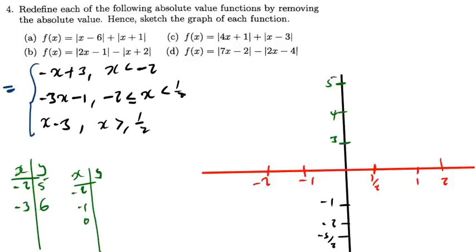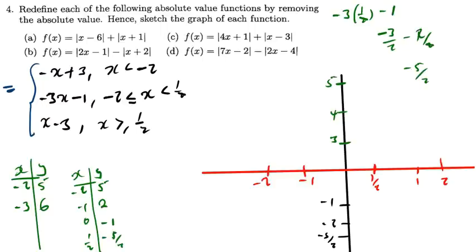Now the other one in between here, if I put the numbers negative 2, negative 1, 0, half. If I put negative 2 here, it's going to be 6 minus 1, which is 5. If I put negative 1, it is 3, 3 minus 1 is 2. If I put 0, it's going to give me negative 1. If I put half, what are we going to have? It's like negative 3 times half, then minus 1, which is the same as negative 3 over 2 minus 1. 1 is the same as 2 over 2, so it's going to be negative 5 over 2.